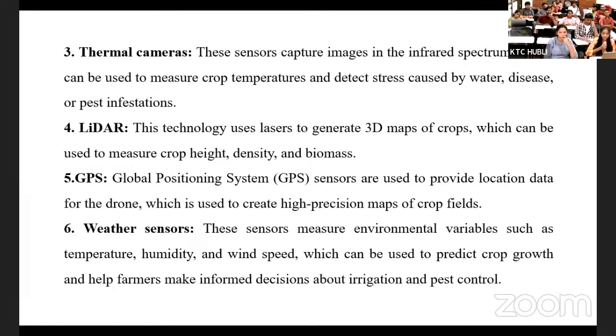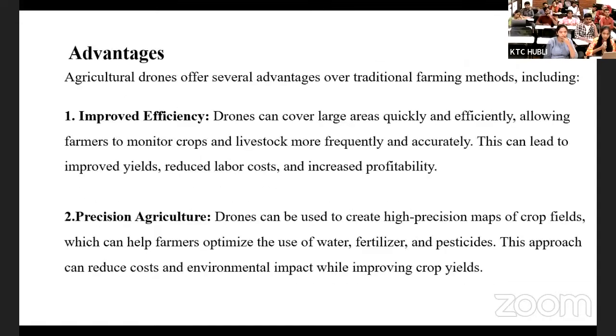Weather sensors. These sensors measure environmental variables such as temperature, humidity, and wind speed, which can be used to predict crop growth and help farmers make informed decisions about irrigation and pest control.